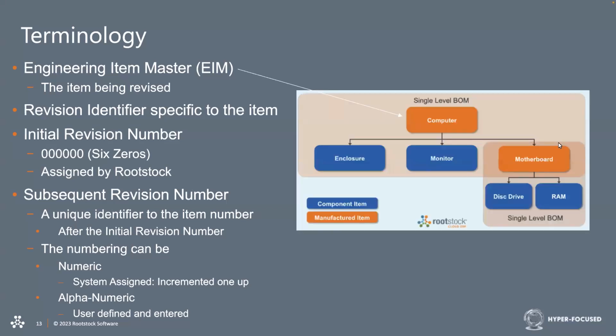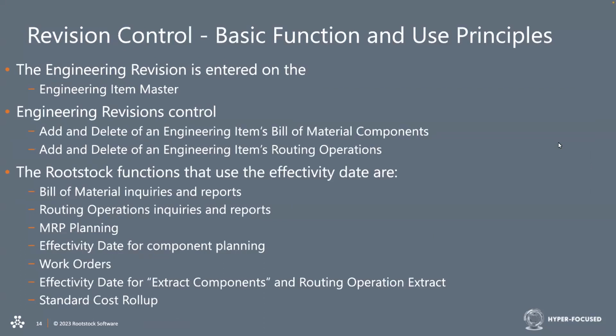Just to illustrate again, the engineering item master is the top level, your bill of material, and then your components are underneath that. We're going to focus a lot today on the revision control and the ECO capabilities within Rootstock. I'm going to point out a few additional bill of material features that are out there.